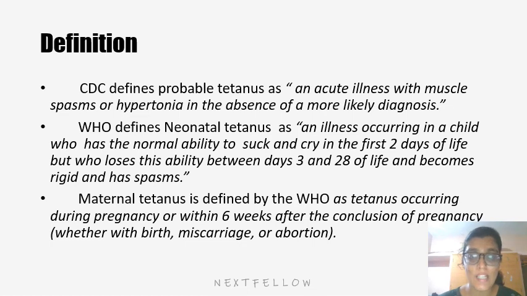CDC defines probable tetanus as an acute illness with muscle spasms or hypertonia in the absence of a more likely diagnosis. WHO defines neonatal tetanus as an illness occurring in a child who has normal ability to suck and cry in the first 2 days of life, but who loses this ability between day 3 and 28 of life and becomes rigid and has spasms. Maternal tetanus is defined by WHO as tetanus occurring during pregnancy or within 6 weeks after conclusion of pregnancy, whether with birth, miscarriage, or abortion. So all these three definitions are asked many times and it is very important to know them.